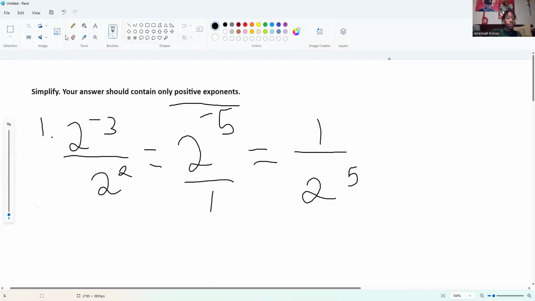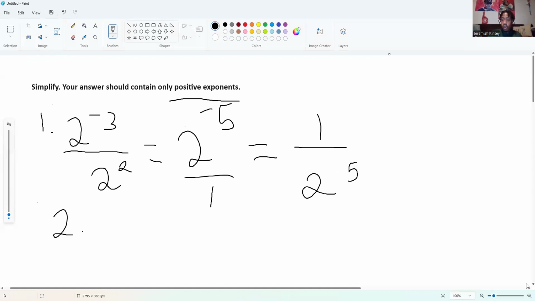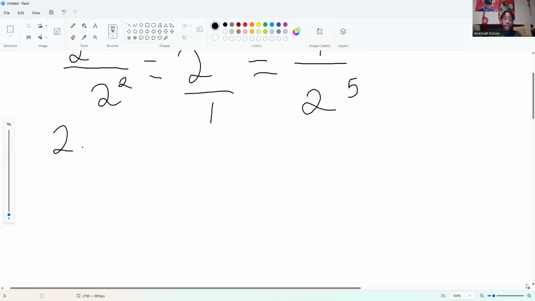So let's do number 2. Let me scroll down just a bit. Number 2, we have a multiplication: 4 to the 3rd times 4 to the 4th. With division, with the same base and different exponents, we subtract. So multiplication, we're going to add. Keep that same base, then just add the exponents. 3 plus 4, 7. Positive exponent, we're done.